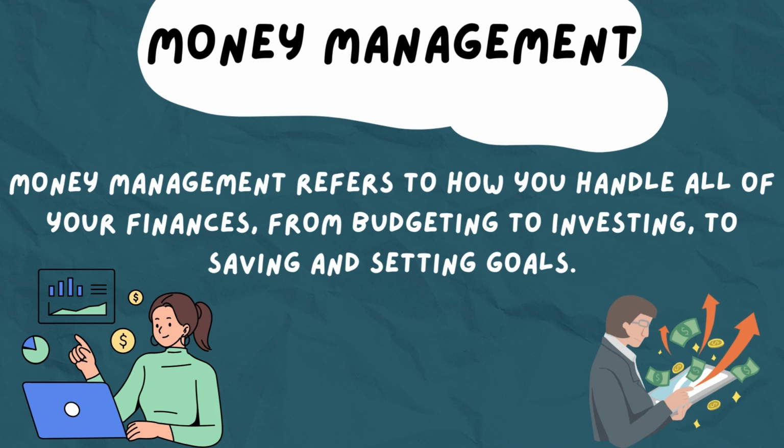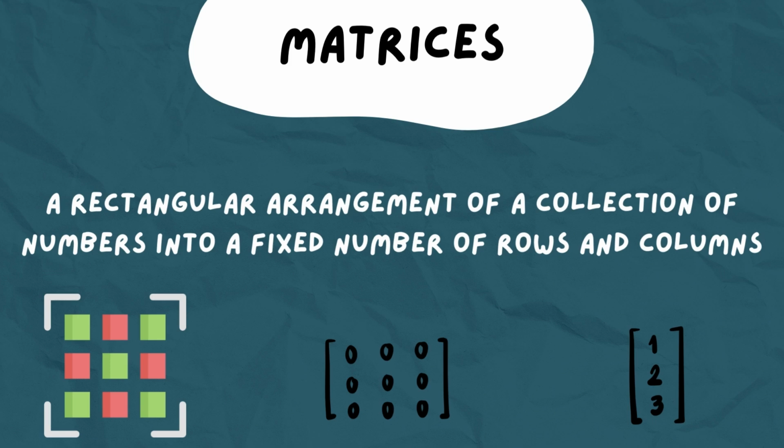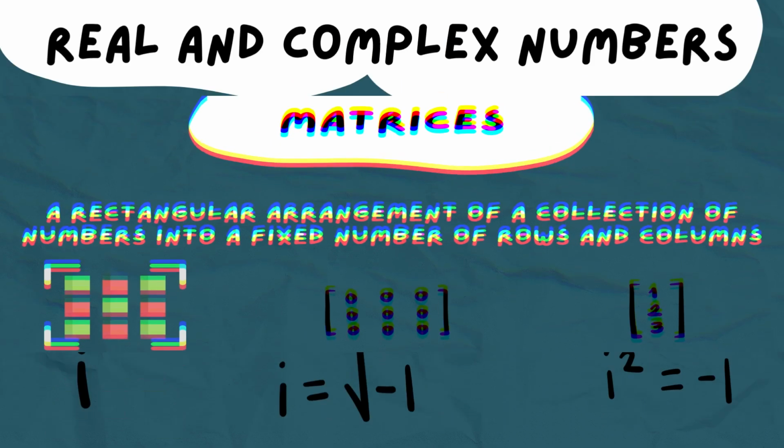Money management. Money management refers to how you handle all of your finances, from budgeting to investing to saving and setting goals. Matrices. A rectangular arrangement of a collection of numbers into a fixed number of rows and columns.